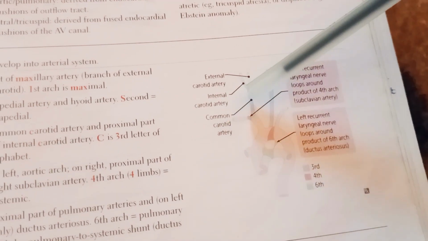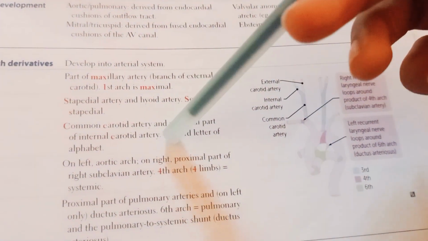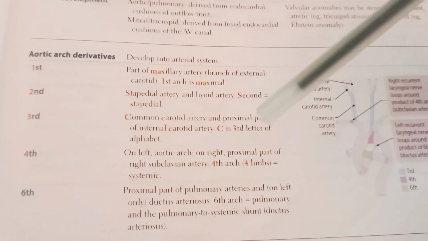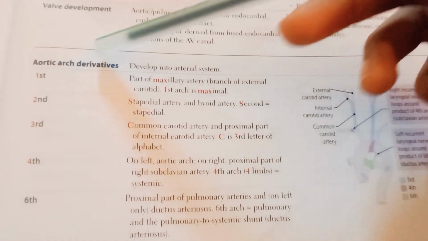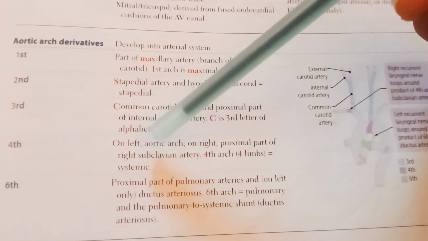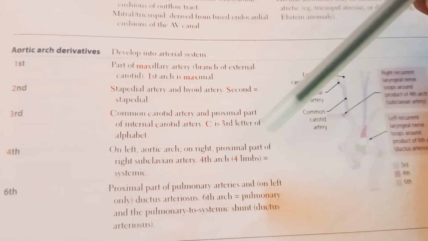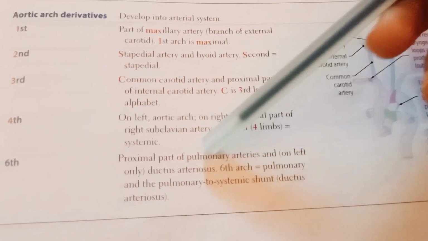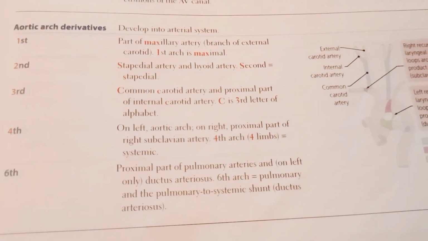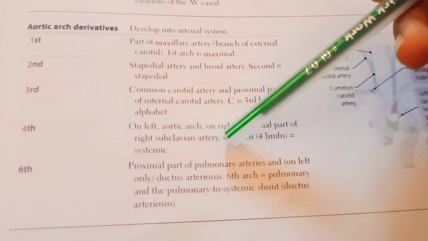You can see here internal carotid artery. So common carotid and proximal part of internal carotid are related to the third one. So third is for carotid, two is for stapedial, one is for maximal, that is maxillary. Fourth one is on the left side it is aortic arch, and on the right side it is proximal part of right subclavian artery. So fourth arch for four limbs, that is systemic. So left side aortic arch, right side proximal part of right subclavian artery.